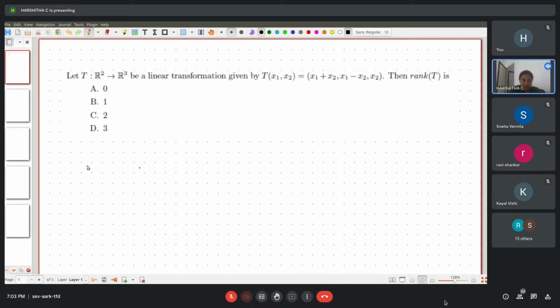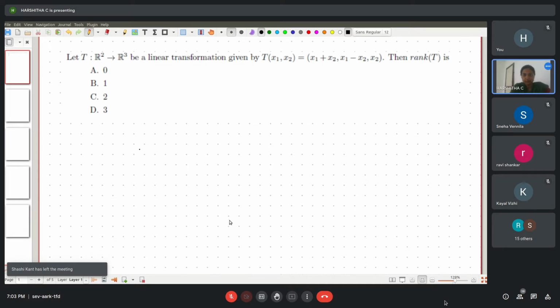So, we will start off with this question here. You have a linear transformation from R2 to R3, which is given by T of x1, x2 is x1 plus x2, x1 minus x2, and x2. So, the question is, what is rank of T? Let's just recall what we mean by rank of a transformation.